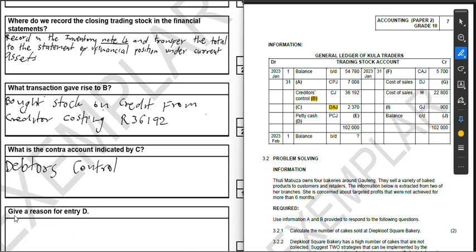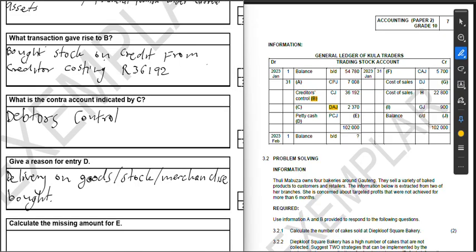All right, so give the reason for the entry of D. We will simply say delivery on goods. Give me a minute as I write. Okay, so this will be for delivery on goods, stock or merchandise bought. So that's the reason for this entry of petty cash.